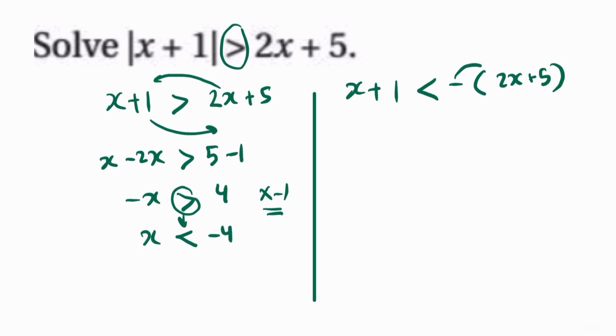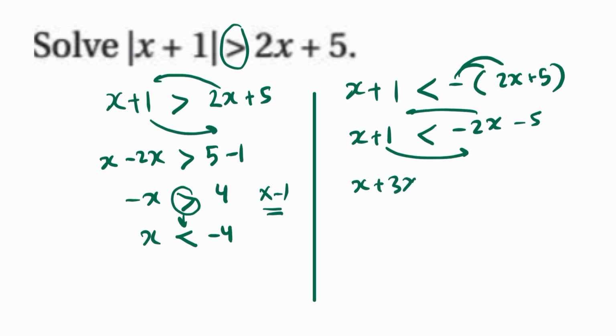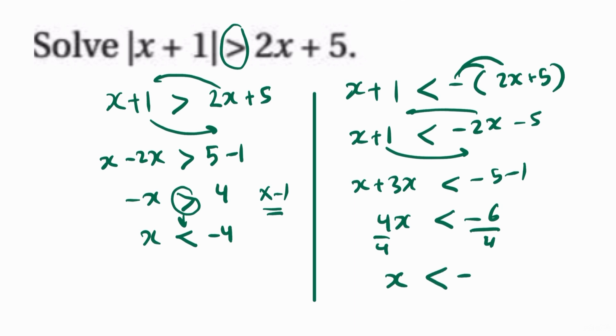On the other hand, for the other option, we have to expand the negative, so we come up with x plus 1 smaller than negative 2x minus 5. You need to transfer this to the other side and shift 1 there, so we come up with x plus 2x smaller than negative 5 minus 1. So 3x smaller than negative 6. After that, divide by 3 on both sides. So the value of x here can be written as negative 2 after you simplify.